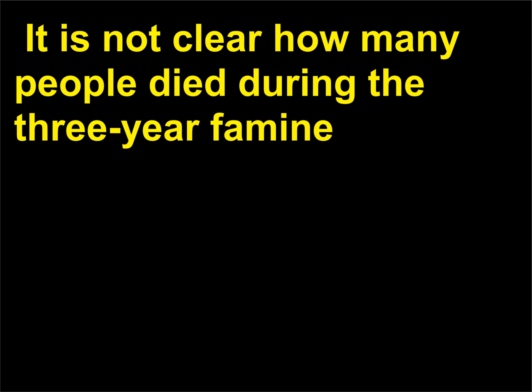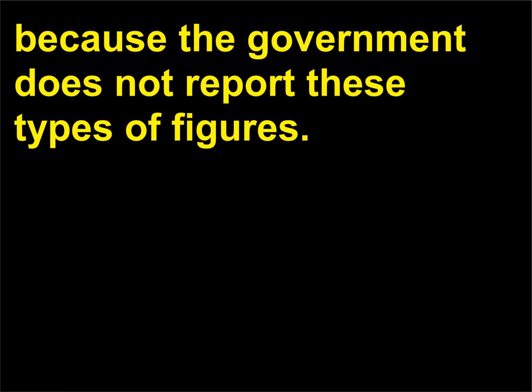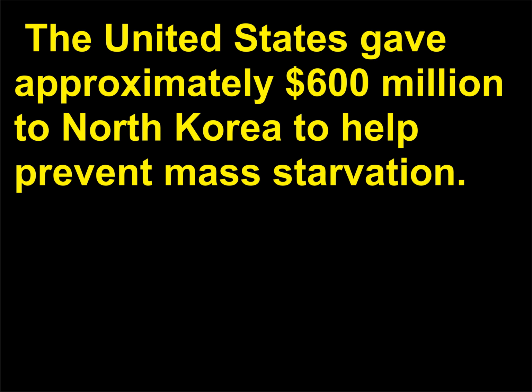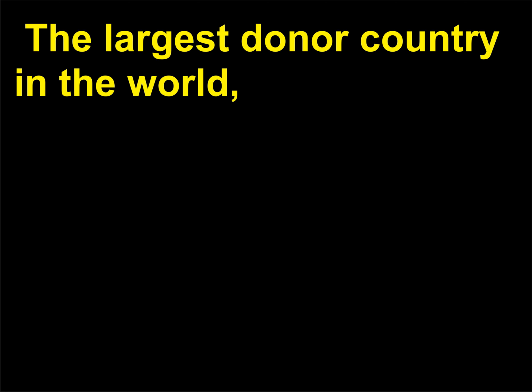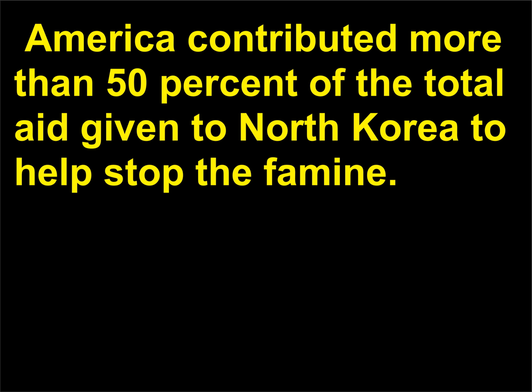It is not clear how many people died during the 3-year famine, because the government does not report these types of figures. The United States gave approximately $600 million to North Korea to help prevent mass starvation. The largest donor country in the world, America contributed more than 50% of the total aid given to North Korea to help stop the famine.